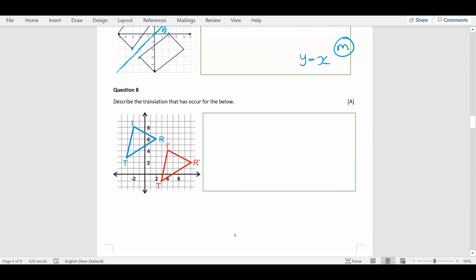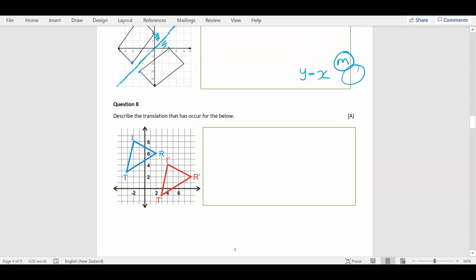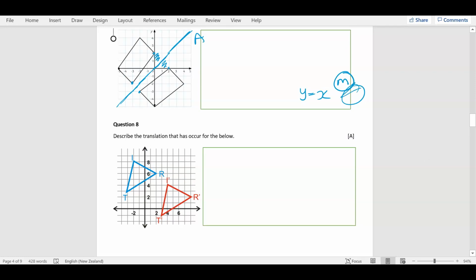So we're describing the translation that has occurred below. This is an achieved mark. Normally the case for translation questions, because translation is on the easier side of stuff. I'm not sure what's happened to the circle up here, but that didn't have a good time.